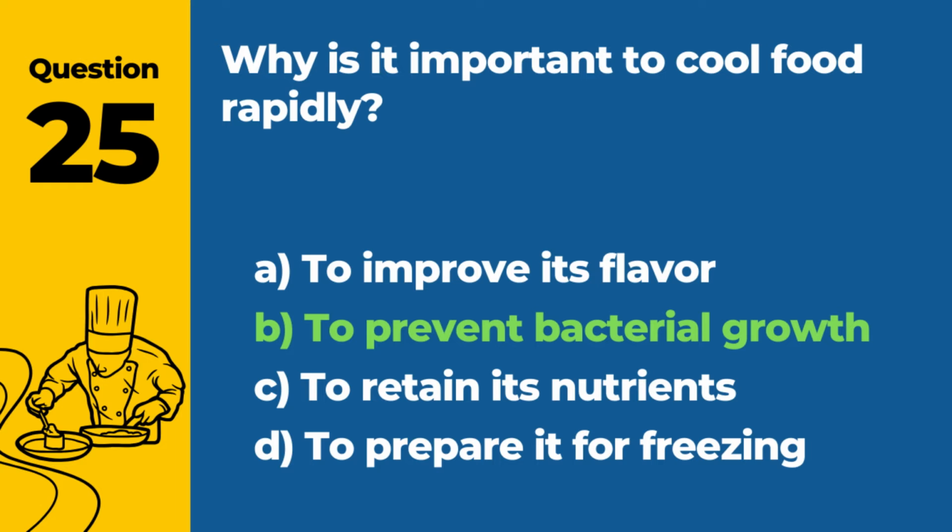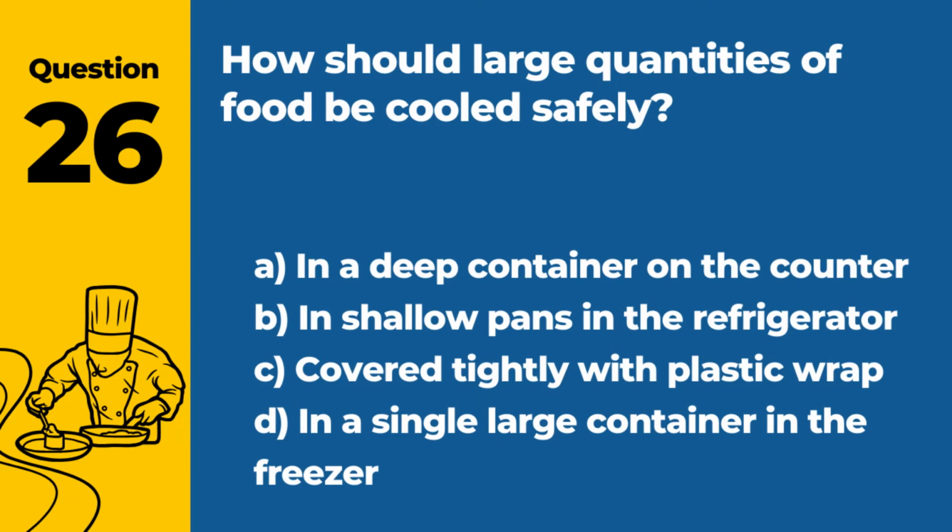Answer: B. To prevent bacterial growth. It is important to cool food rapidly to prevent bacterial growth, which can occur rapidly at temperatures between 40 degrees Fahrenheit to 140 degrees Fahrenheit, 4 degrees Celsius to 60 degrees Celsius. Question 26. How should large quantities of food be cooled safely?